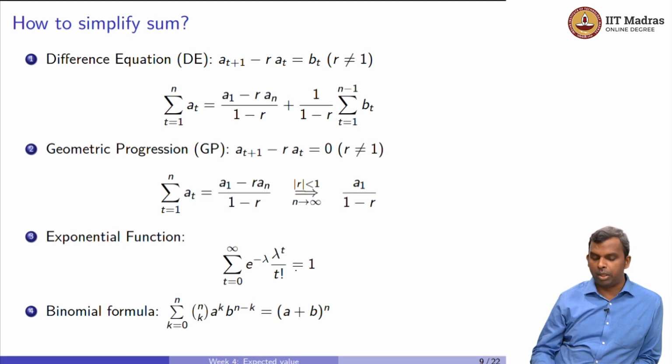I think I referred to it once before. If you do (a plus b) power n, you can write it as the summation k equals 0 to n, and then you will have the binomial looking formula: n choose k, a power k, b power n minus k.